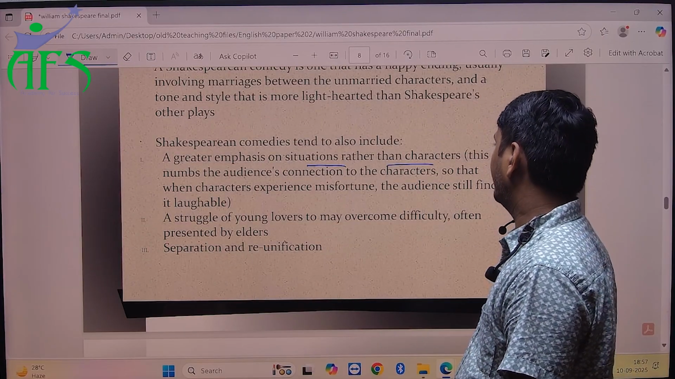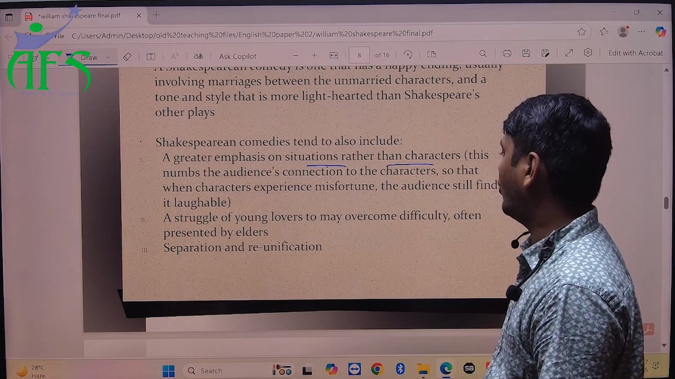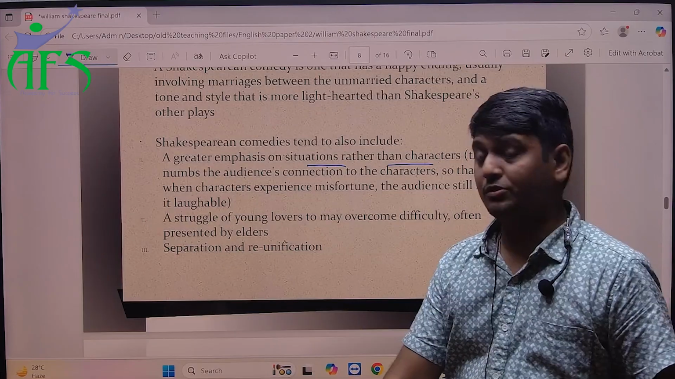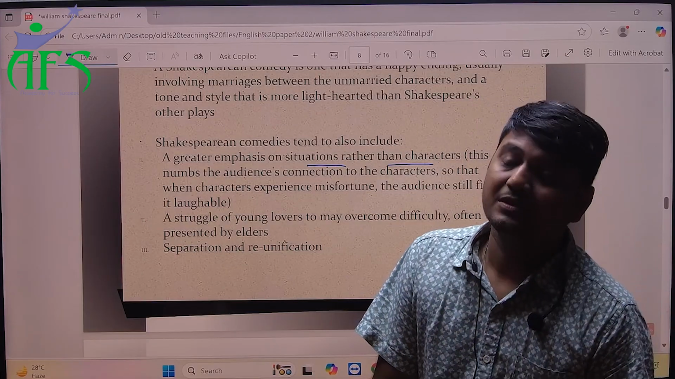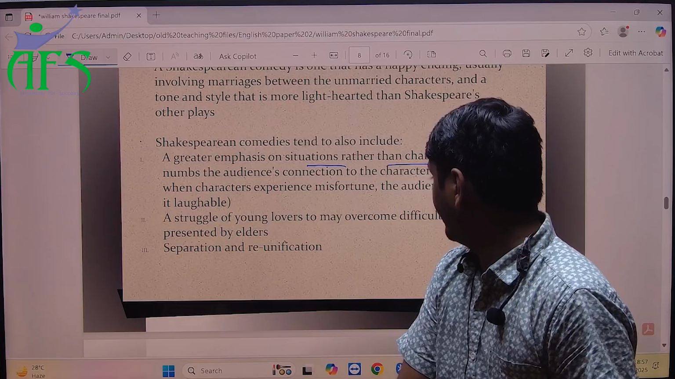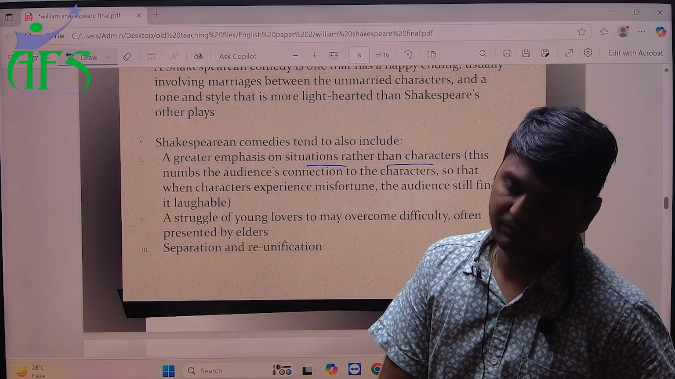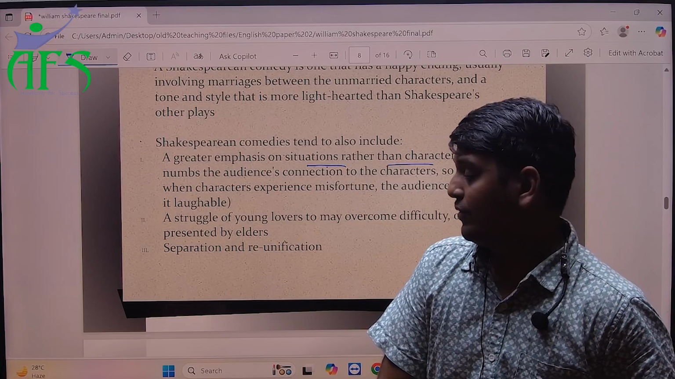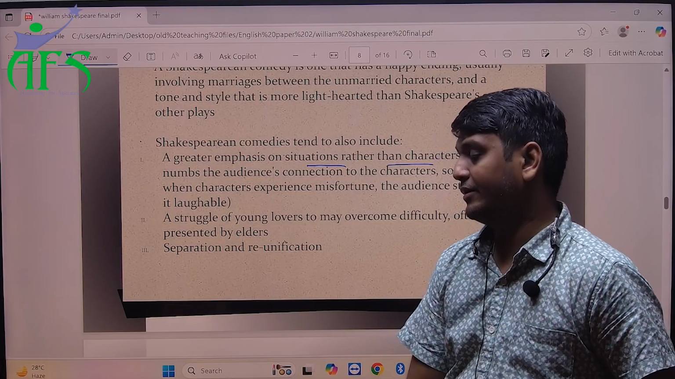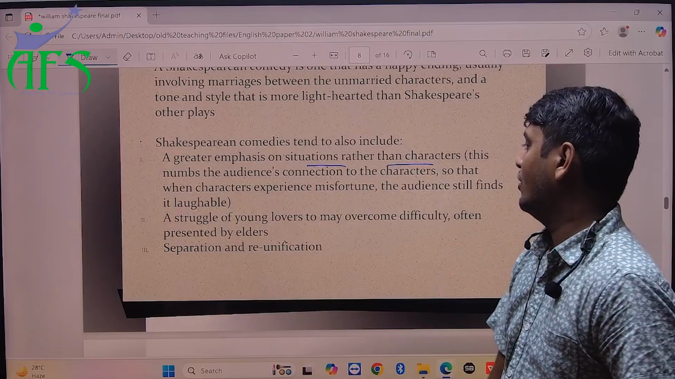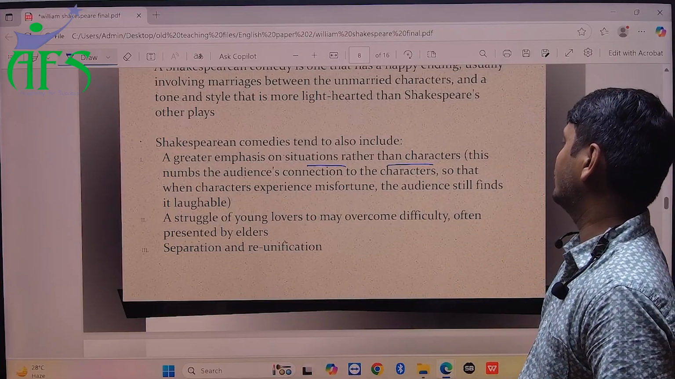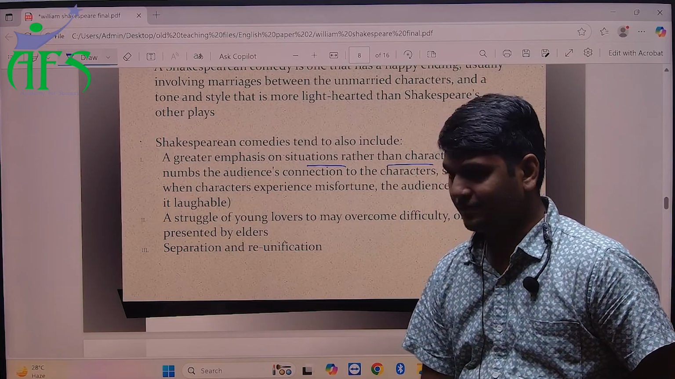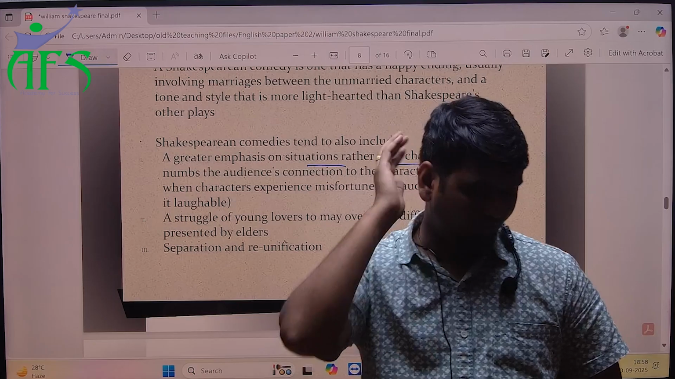It numbs the audience's connection to the characters, so that when characters experience misfortune, the audience still finds it laughable. So the connection of the audience was another thing which he had seen through his work. A struggle of young lovers to overcome difficulty, often presented by elders. Each and every comedy we can find this thing.